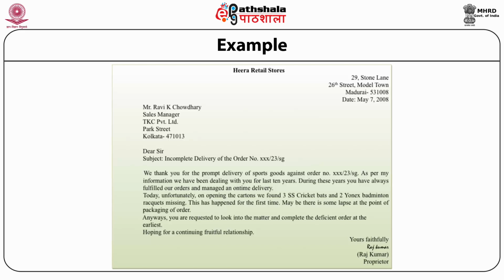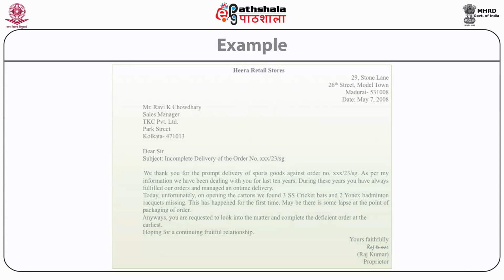Here, on the right side of the screen, we can see the address of the sender. Similarly, at the bottom of the screen, we can see that the complimentary close, name and signature are right aligned. That is the only difference between a full block style and a modified full block style. Otherwise, all the rules are similar in both the styles.